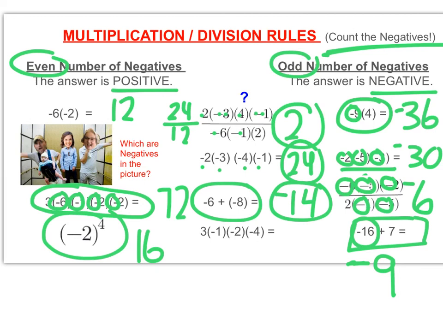And so my last one, I'm looking at it, I'm counting my negatives because we are in multiplication. I have 3 negatives, which makes this answer going to be negative. And now I just do 3 times 1, which is 3, times 2, which is 6, times 4, which is 24, and we've solved all the problems.